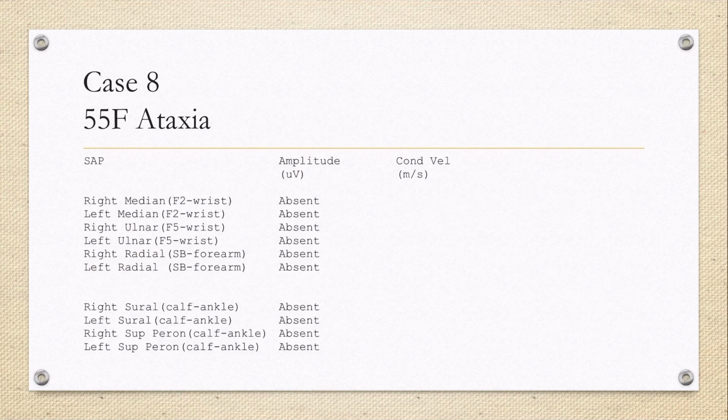Case number 8 over here, someone with ataxia. So very simple. We've got no responses in the upper or lower limbs.